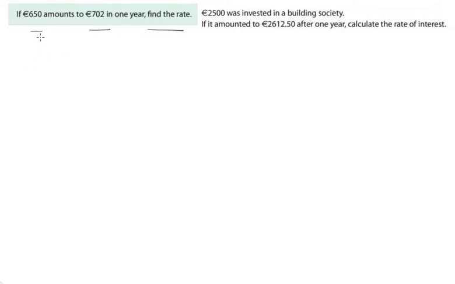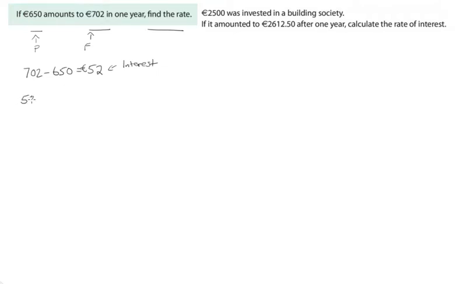Now, when we know these two things, when we know the principal and the final amount, we can very easily figure out what the interest rate is. First of all, we have to take away the two, the final amount and the principal. So 702 minus 650, and that will give us 52 euros. Now, that is the amount of interest earned. It's not the interest rate, it's the amount of interest earned.